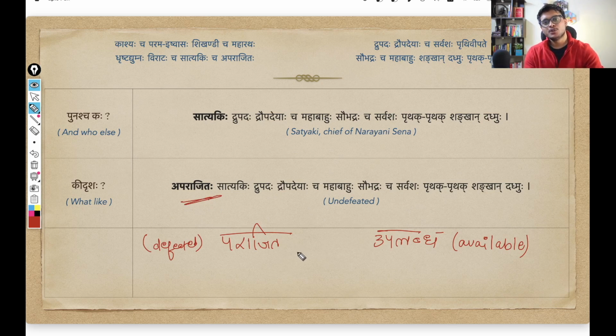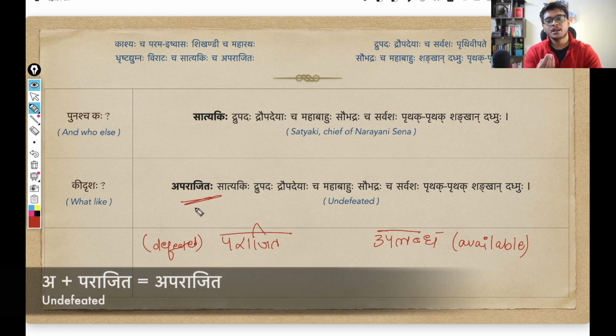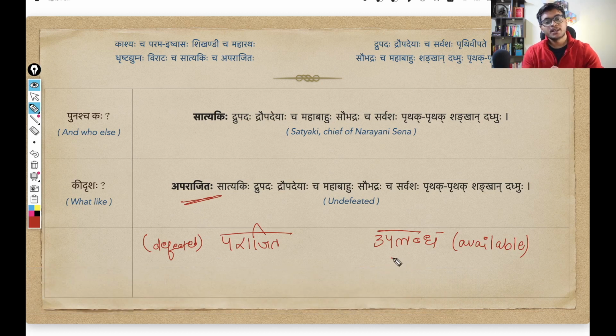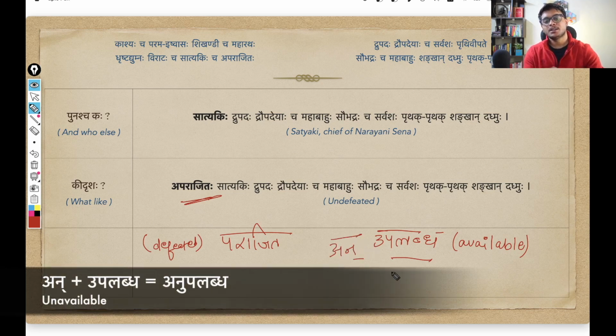Okay, so before moving on, this Aparajit gave me an idea: when we negate words in Sanskrit, you might have noticed that sometimes we add a, but sometimes we also add an. A word like Parajit, that means defeated, if we want to negate its meaning, we simply add an a. So the word becomes Aparajit, someone who is undefeated. But if we take an example of the word Upalabdha. Upalabdha means available, someone or something that is available. If we want to negate this word, we don't add an a, we add an. And the word becomes Anuplabdha. Anuplabdha simply means someone or something that is unavailable.